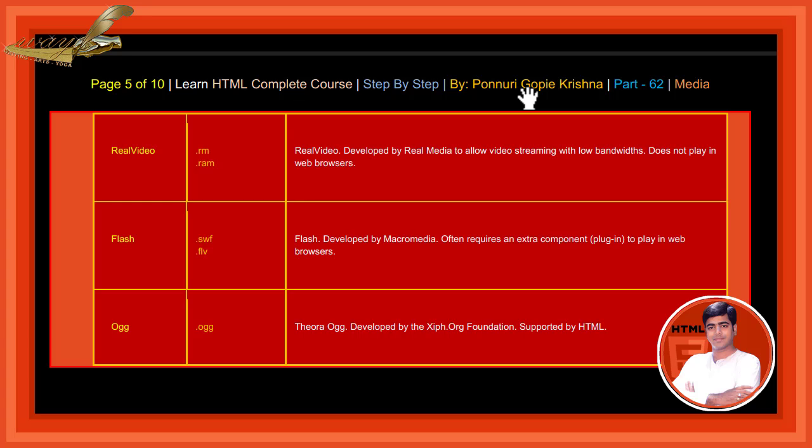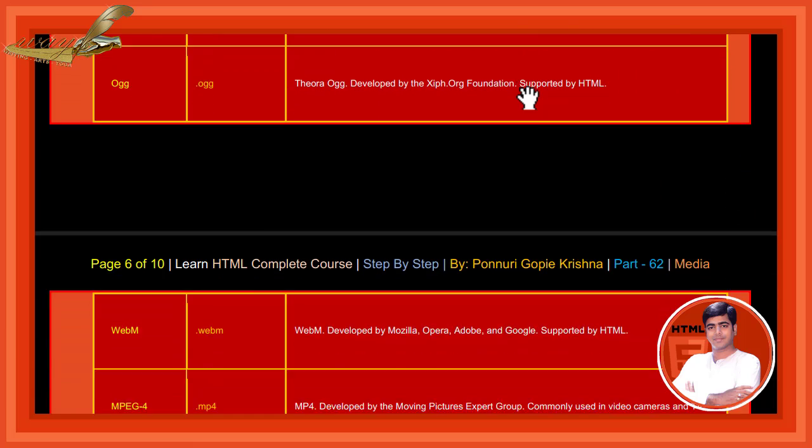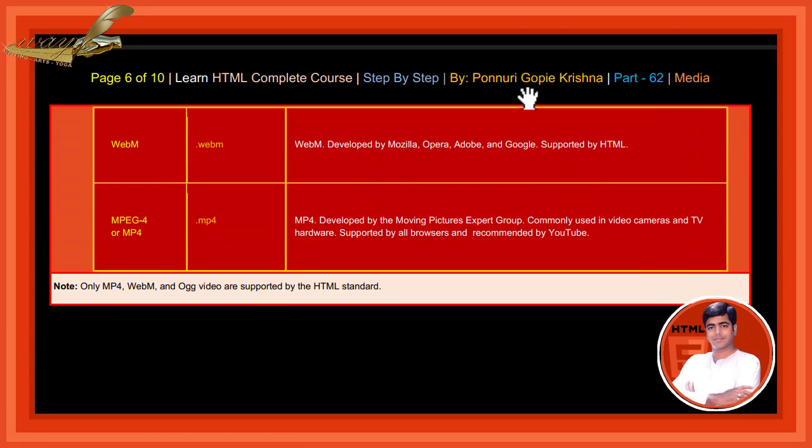Flash, .swf, .flv. Flash, developed by Macromedia, often requires an extra component plugin to play in web browsers. OGG, .ogg. The OGG format, developed by the Xiph.org Foundation, is supported by HTML. WebM, developed by Mozilla, Opera, Adobe and Google, is supported by HTML. MPEG-4 or MP4. MP4, developed by the Moving Pictures Expert Group, commonly used in video cameras and TV hardware, is supported by all browsers and recommended by YouTube. Note: only MP4, WebM and OGG video are supported by the HTML standard.